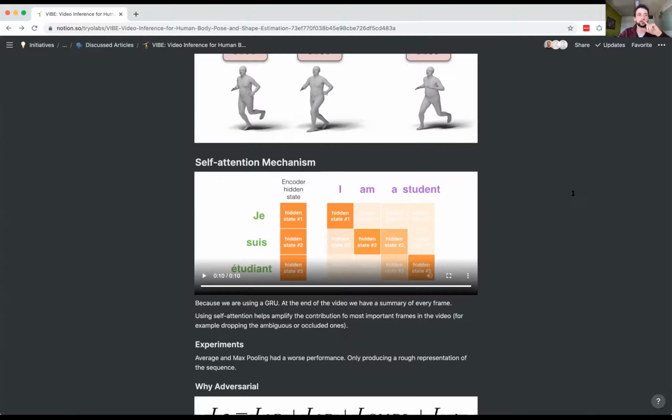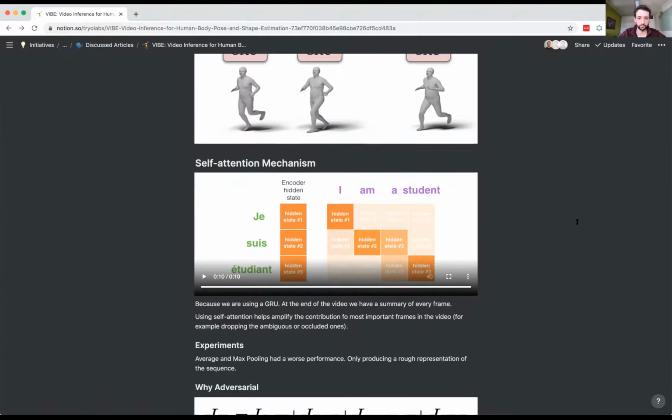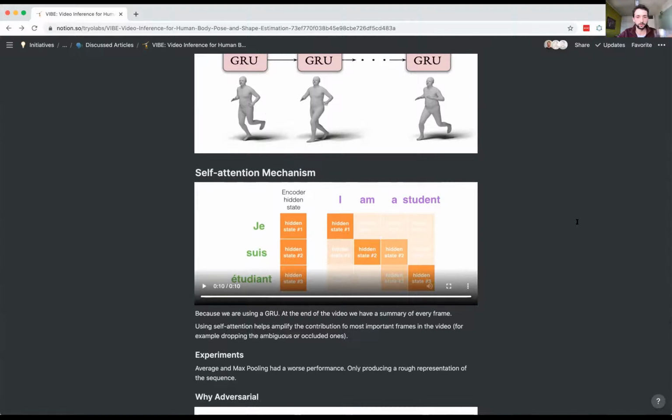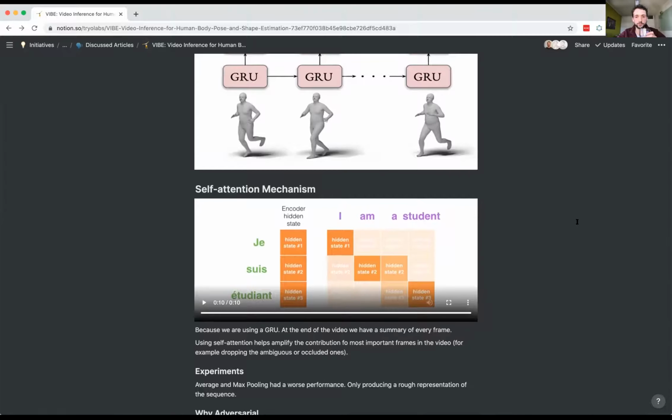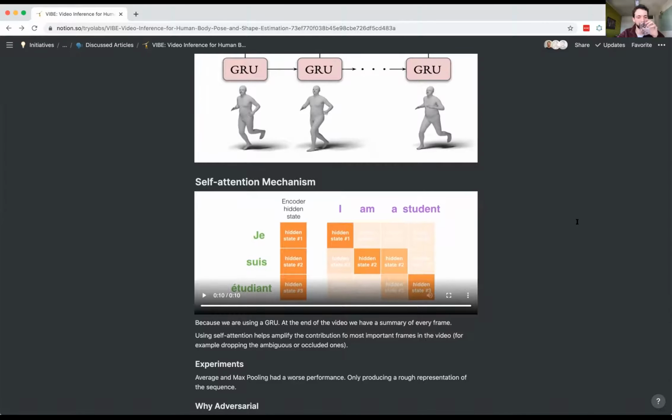And here in the paper, they mentioned they did an experiment of doing average and max pooling for the extraction of the different frames, and it had worse performance. So self-attention was producing a really good result for defining which frames were the most important.